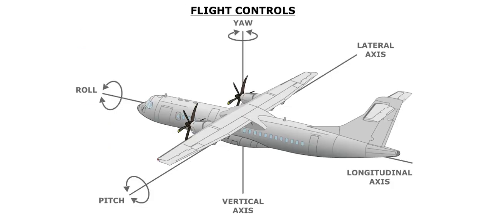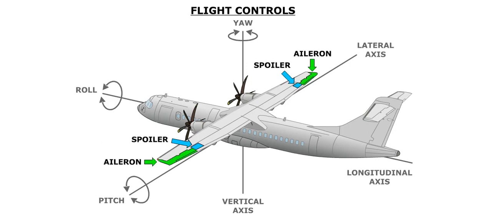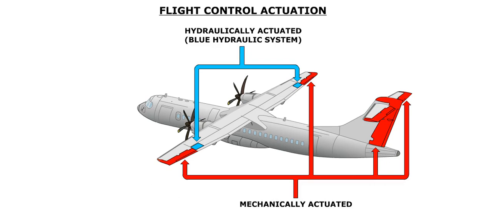The ATR flight controls consist of one aileron on each wing, one spoiler on each wing upper surface, two elevators, and a rudder equipped with a spring tab. These surfaces provide control of the aircraft along all three axes. The ailerons, elevators, and the rudder are mechanically actuated. The spoiler panels are hydraulically powered by the blue hydraulic system.